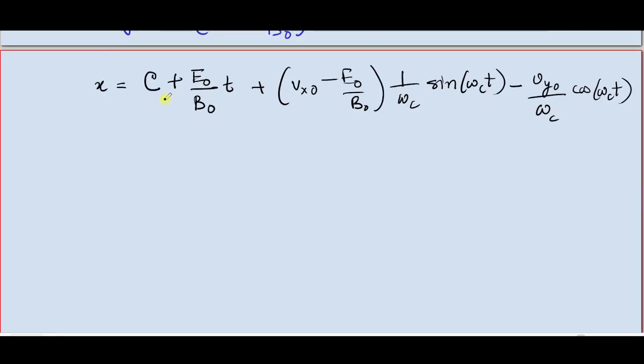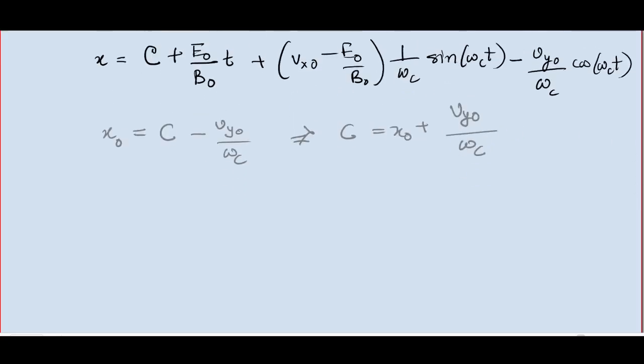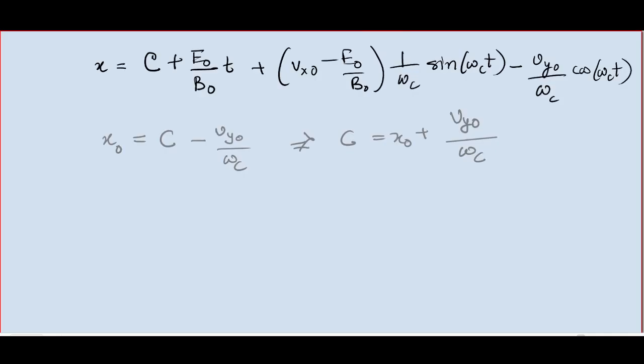How do we find out the constant of integration? Simple. Put in t equal to 0, the value of x then is x0. So you get x0 is equal to c plus this term goes away at t equal to 0. So does this term. You are left with minus Vy0 by omega c. So c is simply x0 plus Vy0 by omega c, and plugging that back in this expression gives us the final result for the position x component.